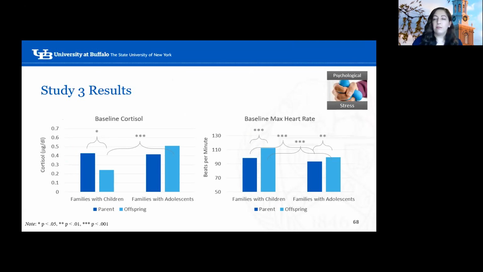Again, I'll start with some age differences. These are at baseline, and these are exactly what we would expect. The children have very low cortisol levels, which is typical for their developmental period, while adolescents are more similar to their parents. The adolescents look a little higher here, but this, again, was not significant. Similarly, baseline max heart rate is exactly where we would expect, with a steady decrease as age increases. Even the parents of the adolescents are a little bit older than the parents of the children, and their heart rates are just a little bit lower too.